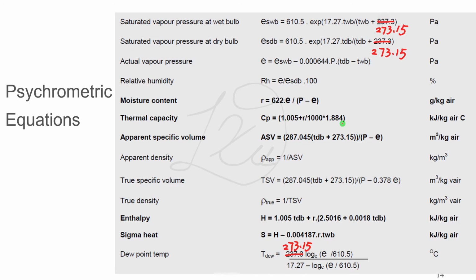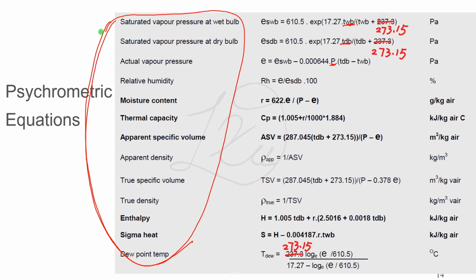Look at these psychrometric equations again. Using wet bulb temperature, dry bulb temperature, and absolute pressure as input. See here, wet bulb temperature, dry bulb temperature, and pressure. You can make an Excel sheet to calculate the values listed on the slides. So these values can all be calculated by using the wet bulb temperature, dry bulb temperature, and pressure.